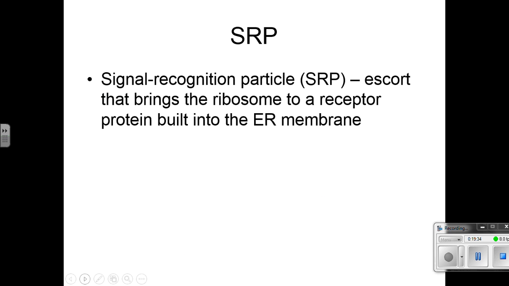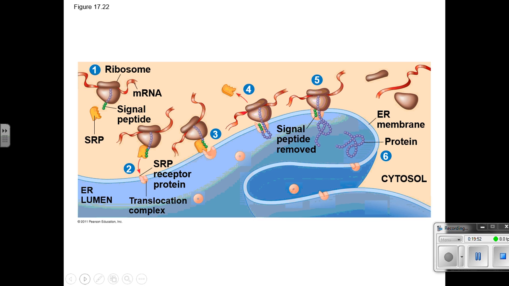SRP, signal recognition particle, is an escort that brings the ribosome to a receptor protein built into the ER membrane. So it brings the ribosome to a receptor protein that's on the ER membrane. So here we go, SRP is right here. It's going to bring those ribosomes there. They're going to synthesize proteins, and then they're going to excrete them out of the cell, typically.